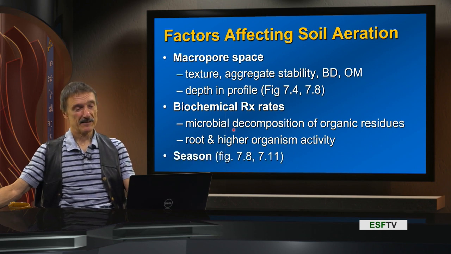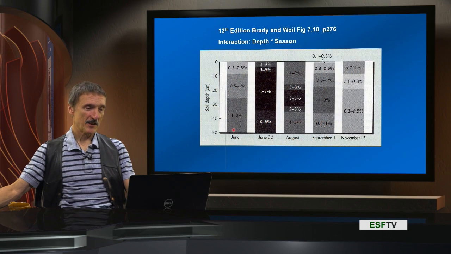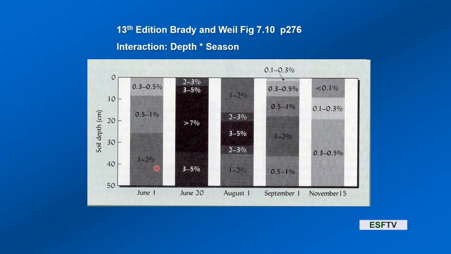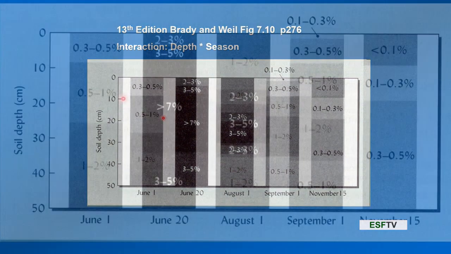Season. There's a seasonal march to this. So this is a really cool graph. It doesn't appear in the 15th edition, but I use it because it's so illustrative of the interaction of depth and season. This shows the concentration of soil carbon dioxide by depth seasonally, going from June to November in a cornfield.